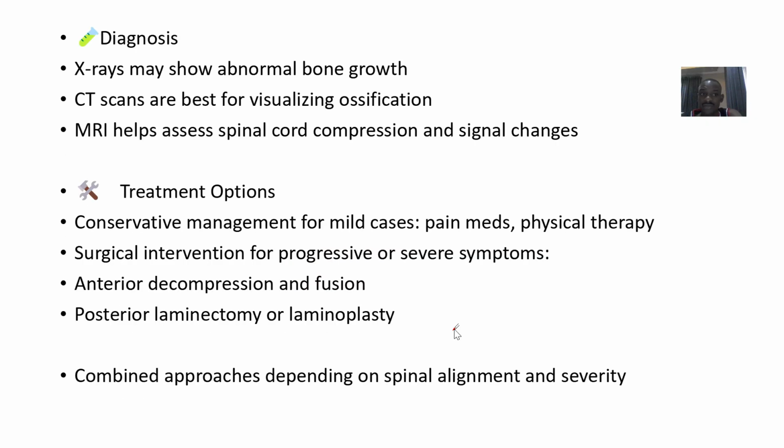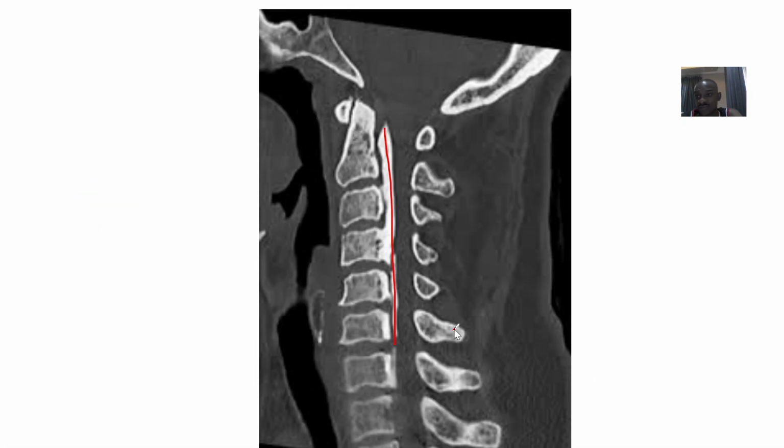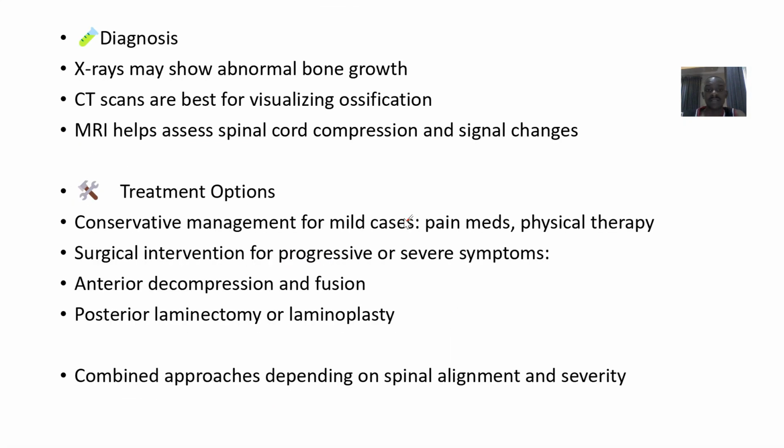So diagnosis, you use x-rays, x-rays will show you the abnormal ossification. CT scans are best for visualizing these ones though. MRI also helps to assess if there's any spinal cord involvement.